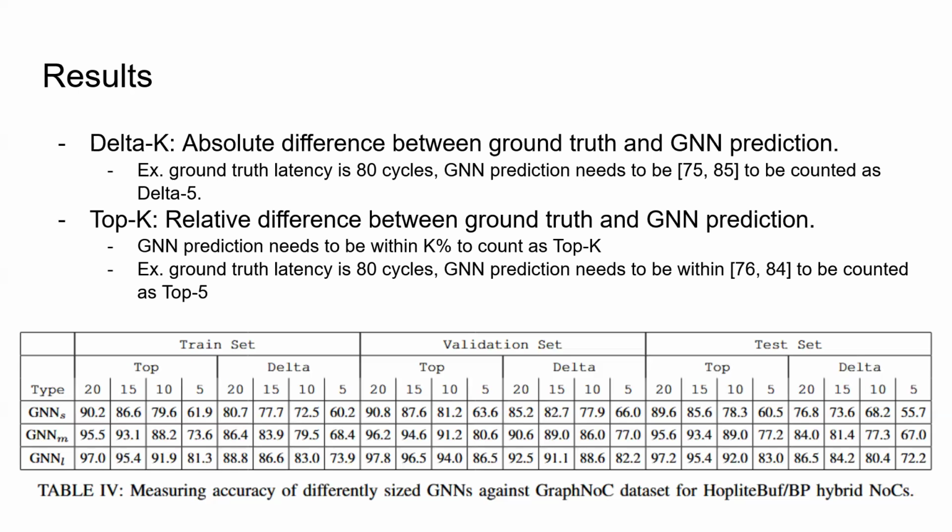Something I find strange about this is their training accuracy. I'm looking at the top 5 for GNNM and GNNL for both top and delta. It seems that their test set often does better, at least for the top 5. I think that's a little strange. I would expect the training set to have a better performance than the test set, because by definition you trained on it. It's just something I find kind of odd.